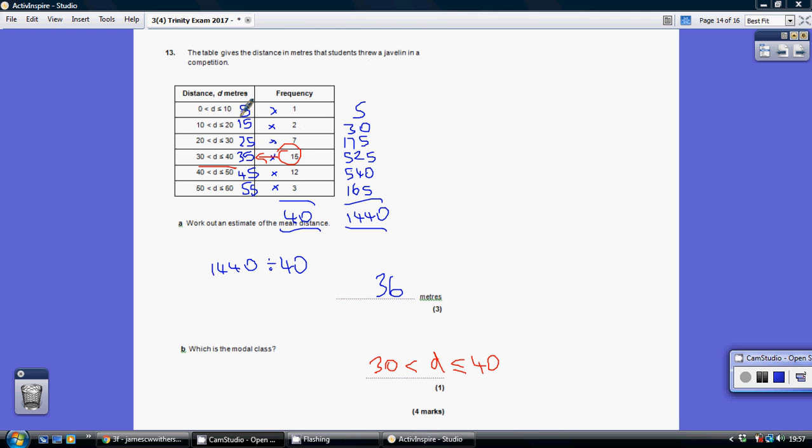Now, we don't know actually how far the javelins were thrown by these kids. We just know it was between these numbers here. So the reason it's an estimating question is we've just got to make the assumption that we use the midpoint here. So we're going to assume that that one person threw the javelin 5 meters, halfway between 0 and 10. And these two students threw the javelin 15 meters, in other words, halfway between 10 and 20.